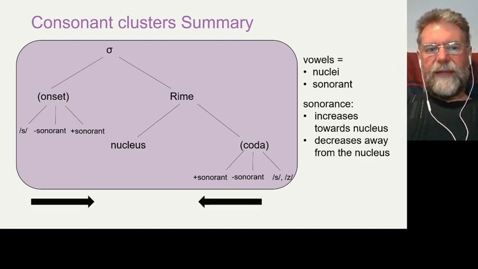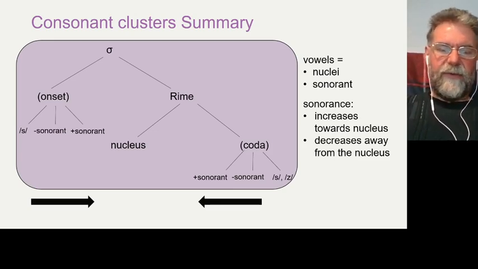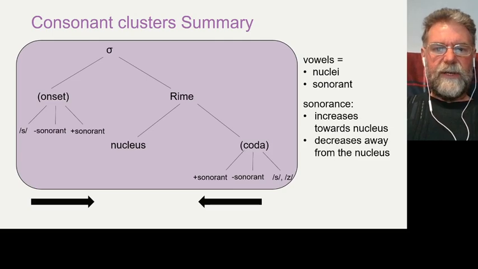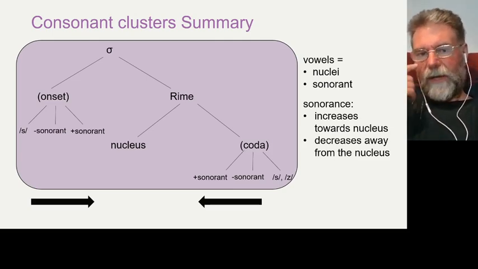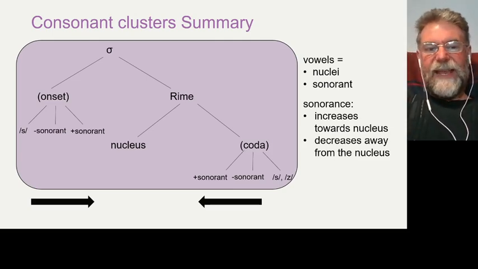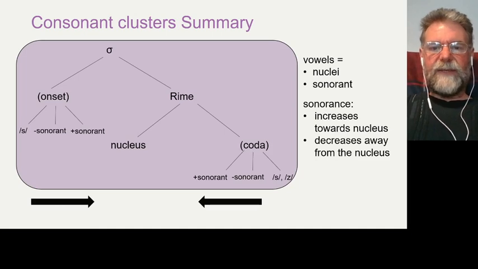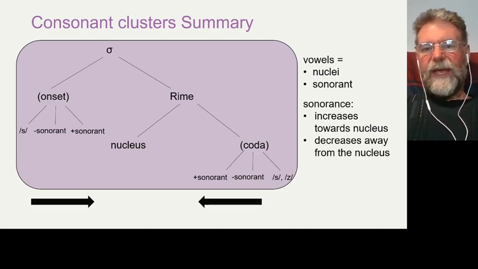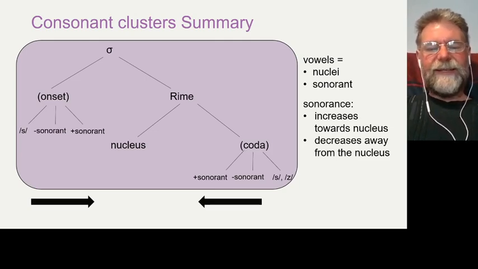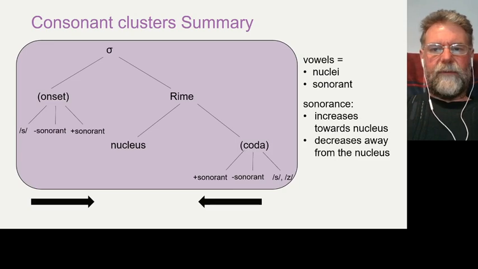So the thing in the onset which is closest to the nucleus is a sonorant, and the thing further away is a minus sonorant. And it's exactly the opposite in the coda. The place that's nearest to the nucleus, i.e. the first position, is sonorant, and the one that's furthest away is less sonorant. So basically what we seem to get is that the sonorance of the syllable increases towards the nucleus, and it decreases away from the nucleus.